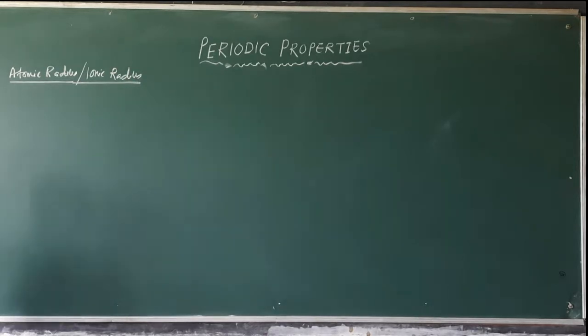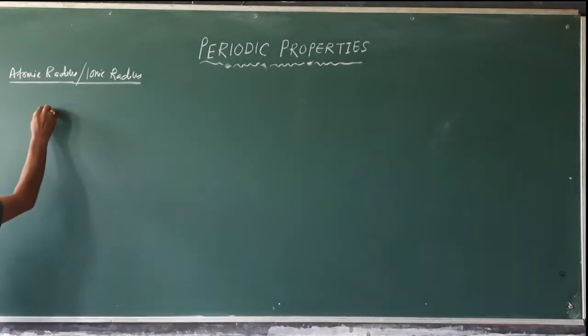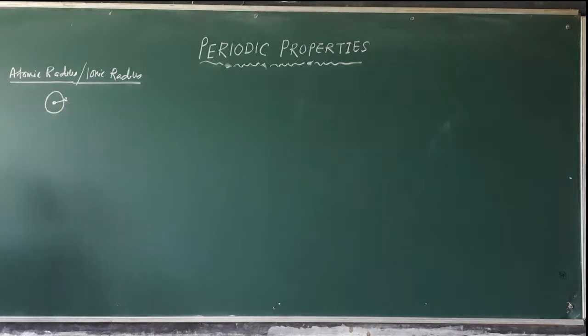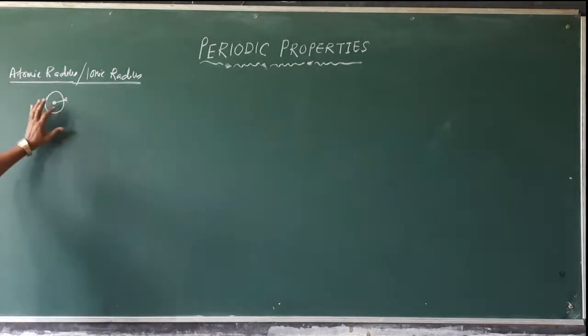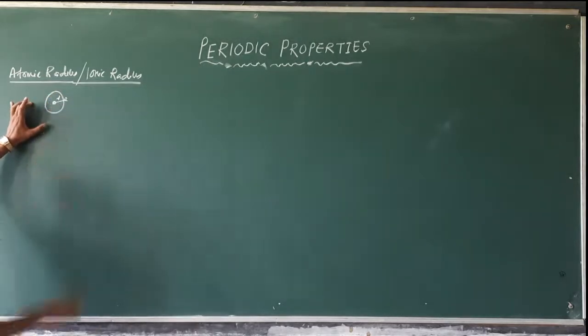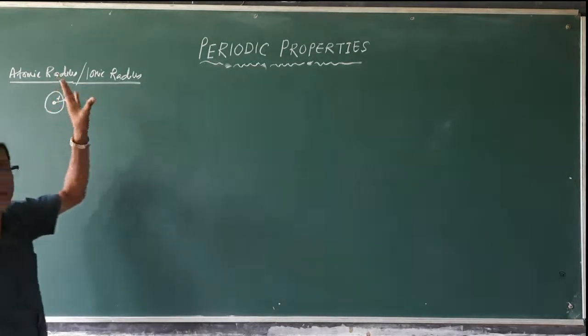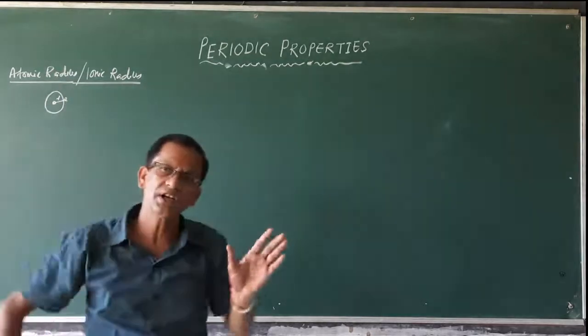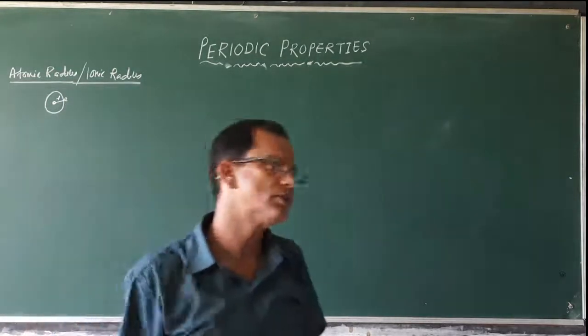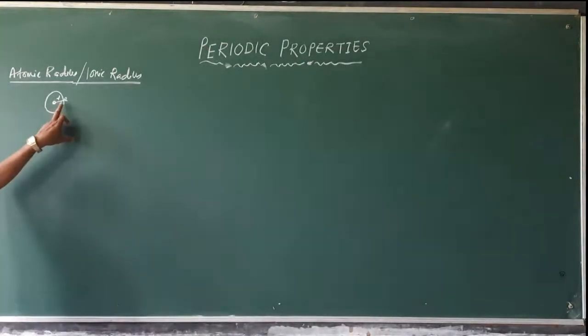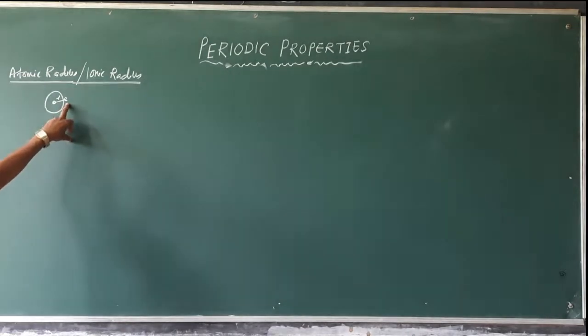Atomic radius means it is the distance between the nucleus and the outermost electron. What is atomic radius? It is the distance between what? Nucleus to outermost electron. That is called atomic radius. If it is an ion, same, the distance between the nucleus and outermost electron is also called ionic radius. So this distance is called atomic radius.